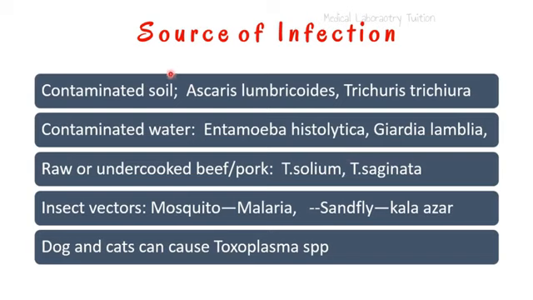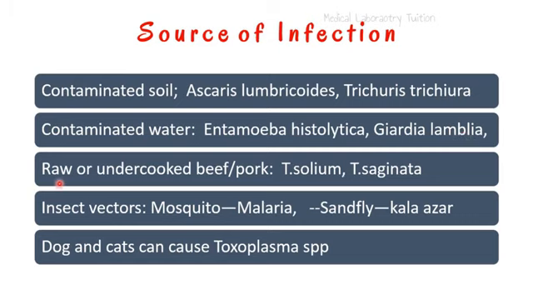Another, we have source of infection. So we get infection from contaminated soil. If we eat food that is contaminated with soil, we can get infections such as Ascaris lumbricoides, Trichuris trichiura. If we drink water that is contaminated with maybe feces of an infected person, we can get Entamoeba histolytica, Giardia lamblia, which cause diarrhea to us.